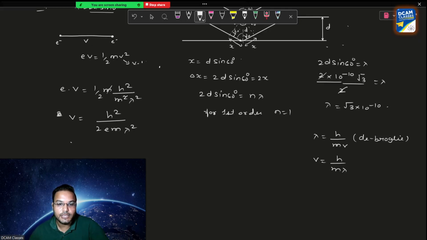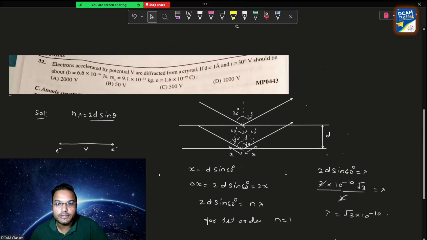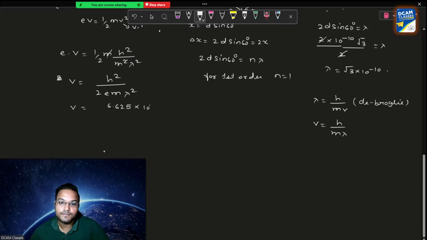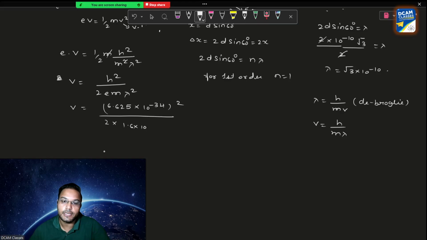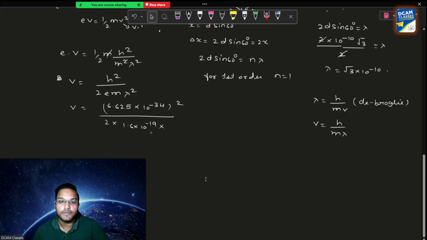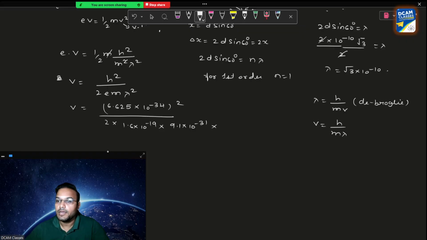So this potential difference will be equal to this. This is 6.625, what's the value of h they have given? It's 10 power minus 34 whole square by 2 into 1.6 into 10 power minus 19. Mass of electron also they have given, 9.1 into 10 power minus 31. Lambda square is 3 into 10 power minus 20. Now let's solve it.